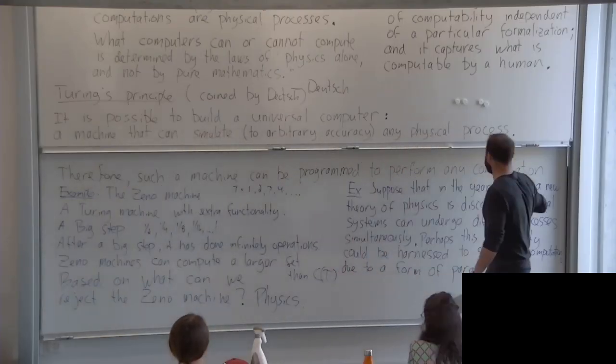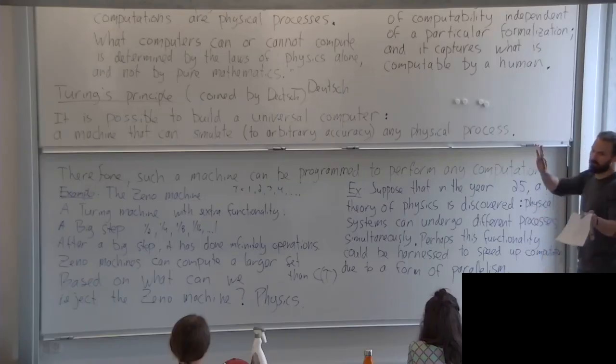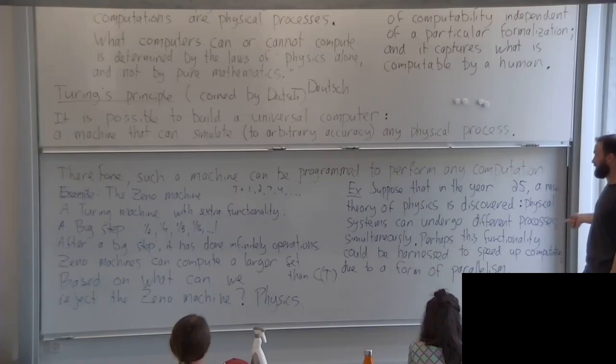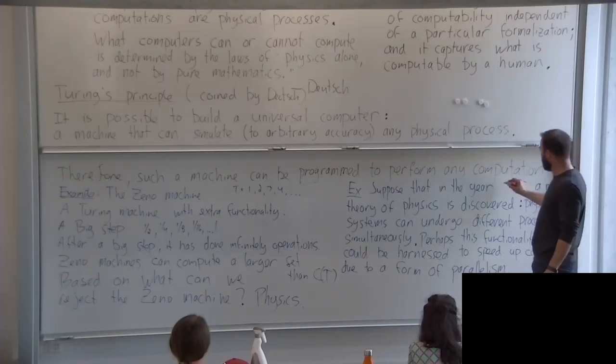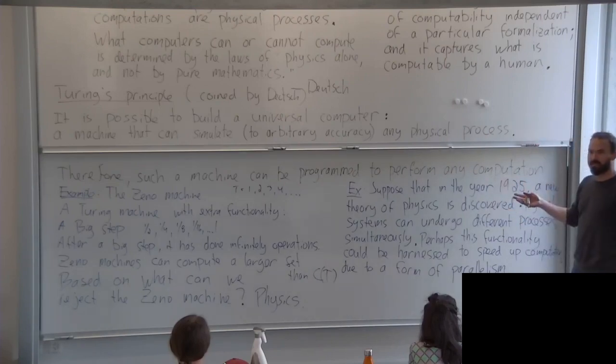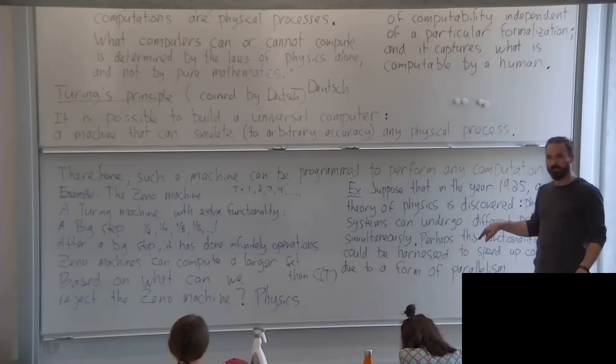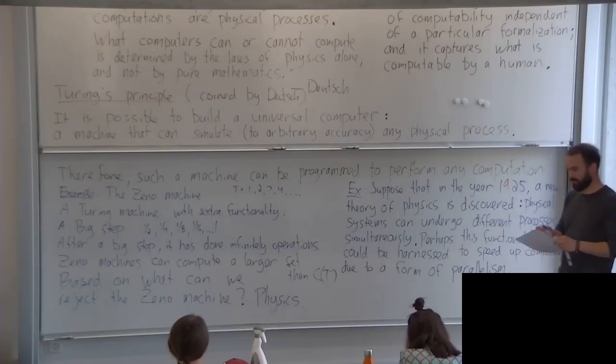Suppose that in the year something 25, a new theory of physics is discovered. Physical systems can undergo different processes simultaneously, sort of way of speaking. Perhaps this functionality can be harnessed to speed up computations due to a form of parallelism. Well, the year is 1925. It has happened in the past, and the theory is quantum theory. And the speedup is the speedup due to quantum computation.